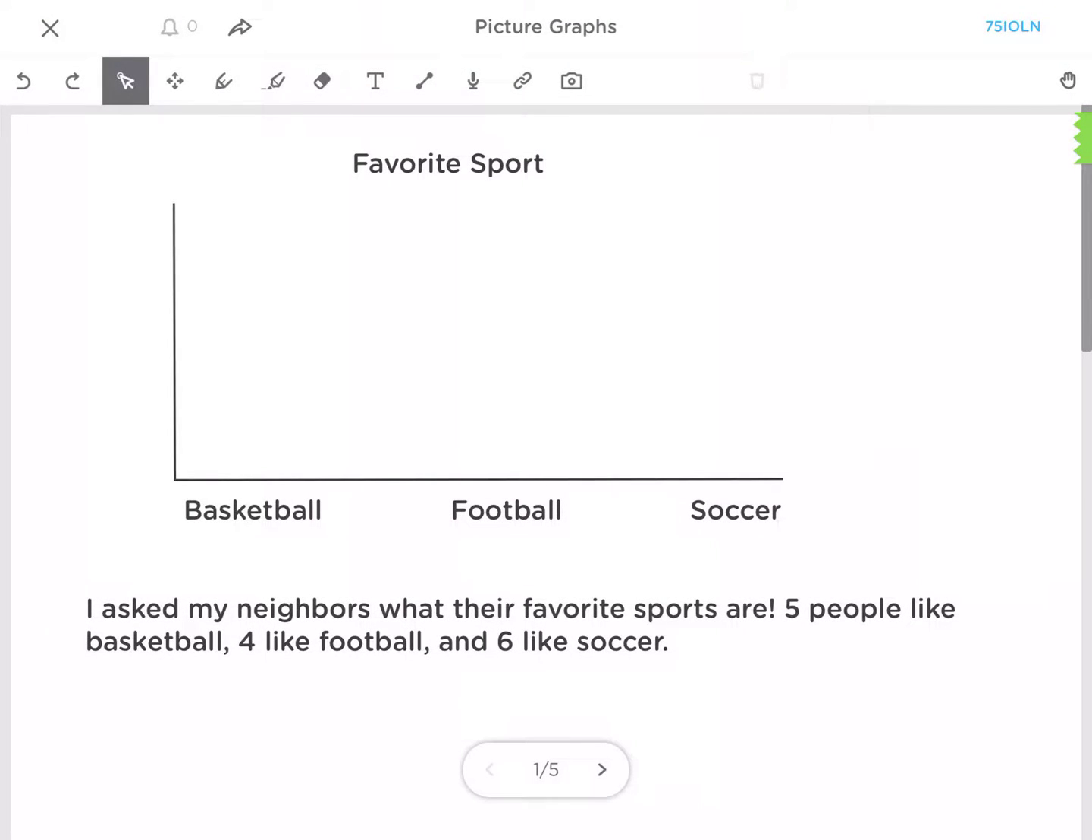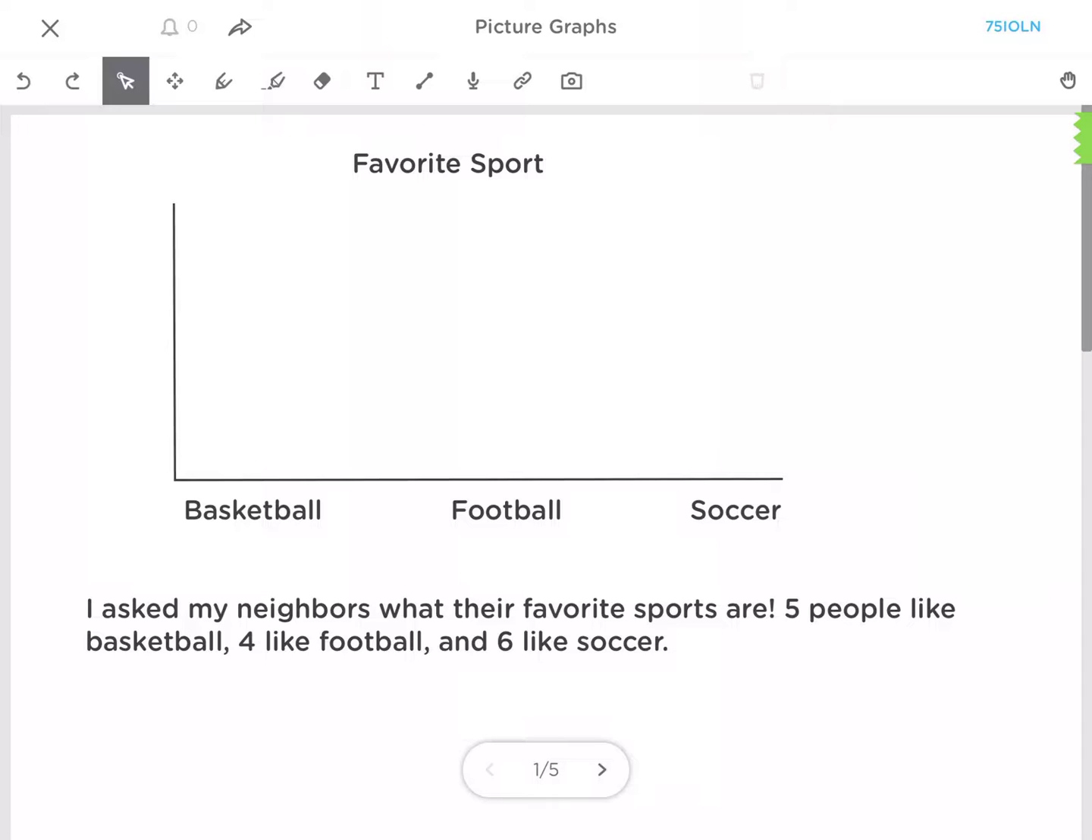Hello, welcome to our next stage of math. The next thing we'll be learning is picture graphs. Okay, in order to make a picture graph, you have to have data. Down at the bottom, I've written a couple sentences to show you the data that I collected.